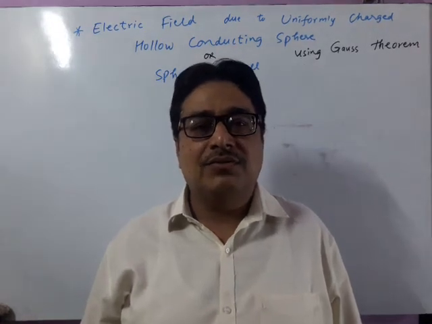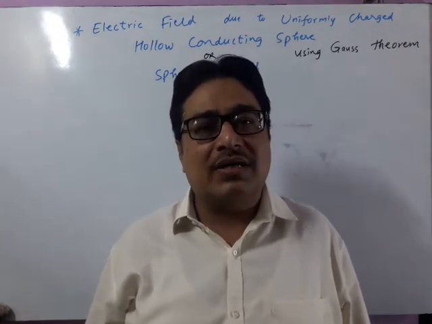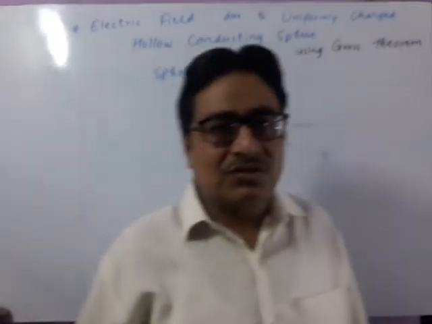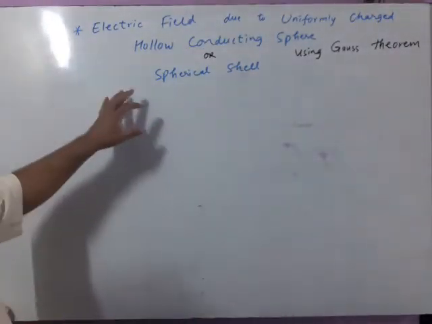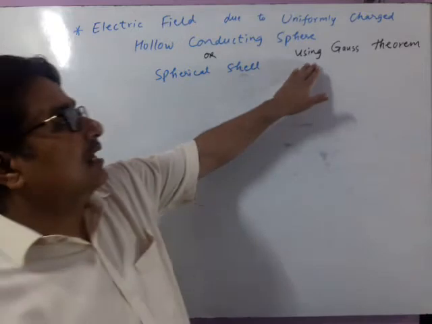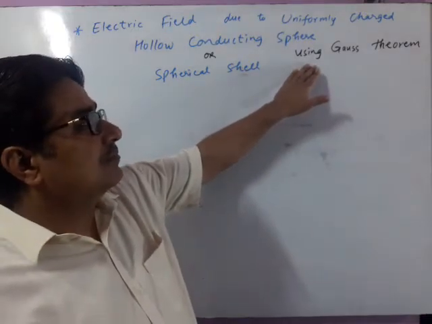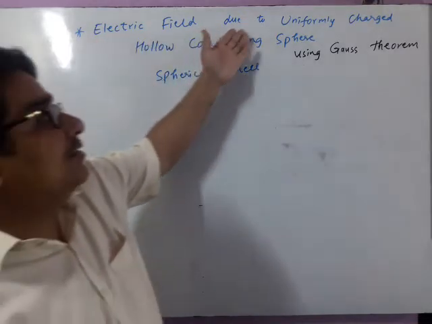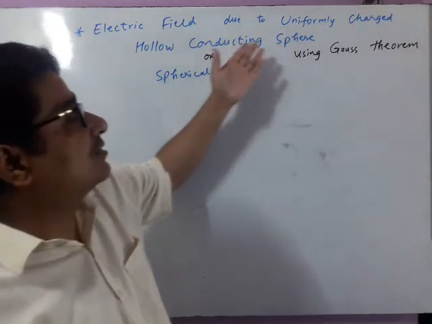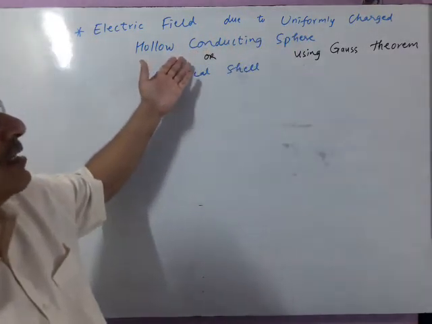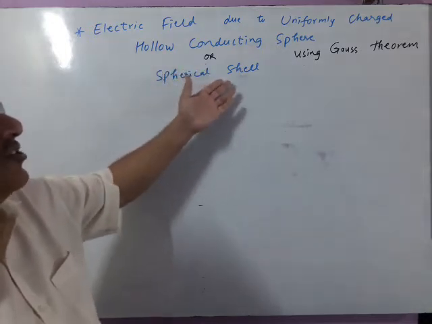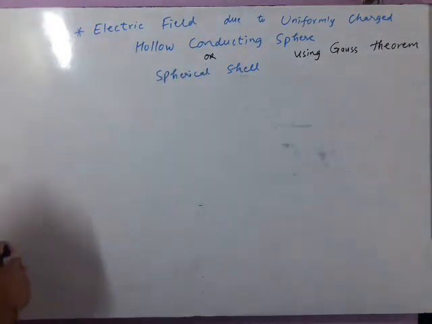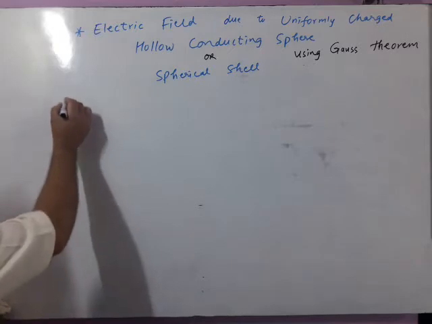Electric field due to uniformly charged hollow conducting sphere using Gauss theorem. See, what is the topic? We will apply Gauss theorem for finding electric field due to uniformly charged hollow conducting sphere, or we call it spherical shell. See, it has so many parts.